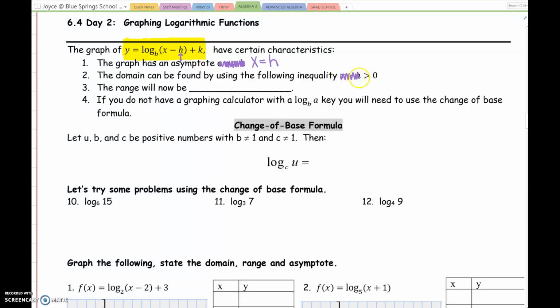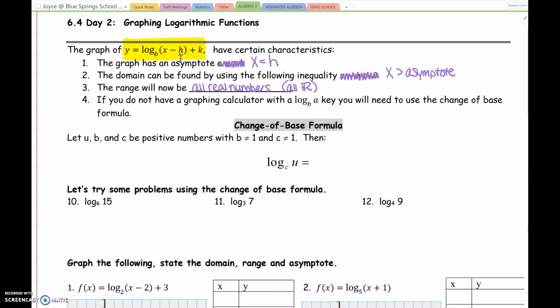This is also more difficult than it needs to be. Once you know what the asymptote is, your domain is going to be x is greater than whatever your asymptote is. And the range will be all real numbers, which we can abbreviate by writing the word all and then a capital R with a double stem to mean real numbers.